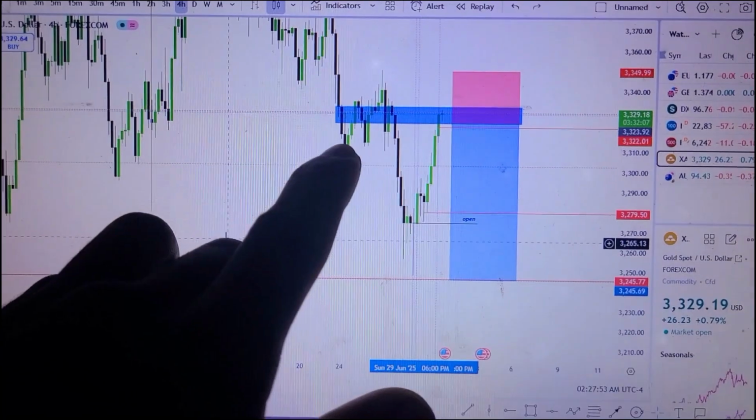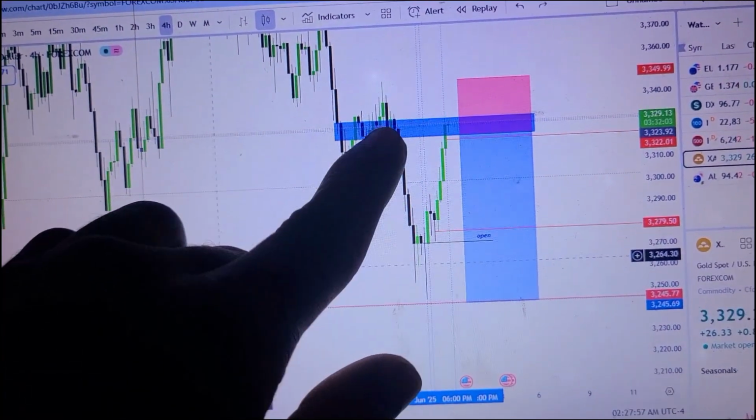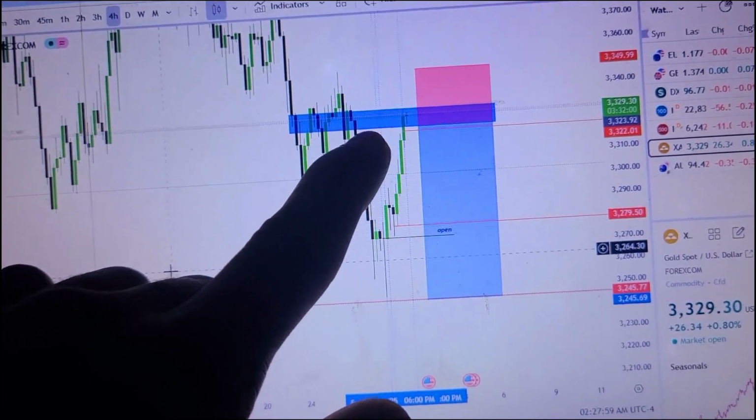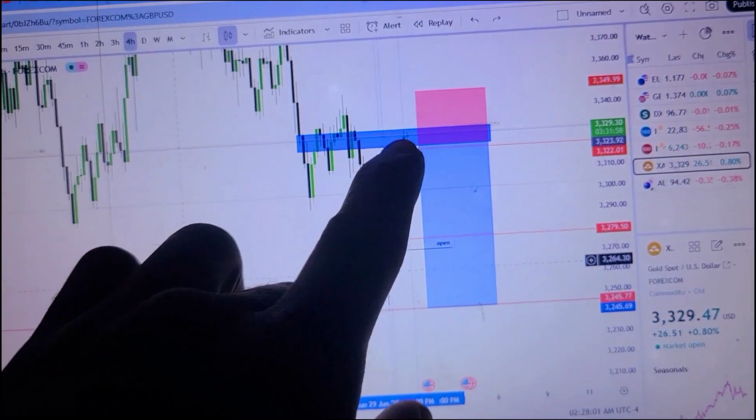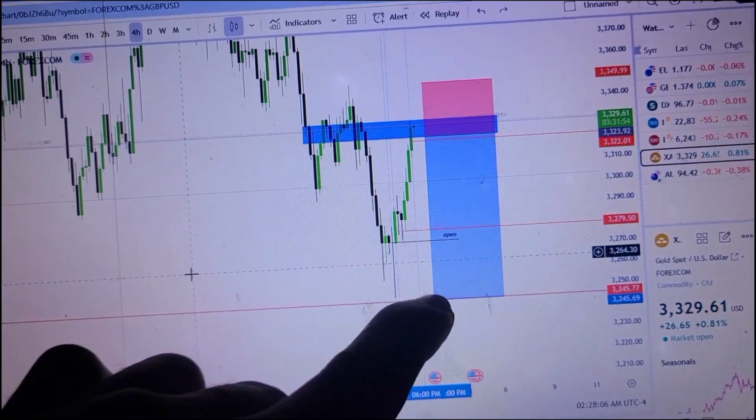I want to see price hit my point of interest and I can take the trade to the downside. So let me just show you guys my chart. Here is my chart on gold. This is the 4-hour time frame. This rectangle box right here is a daily bearish order block. I want to see price get into it, give me a confirmation entry, then I can take the trade to the downside to take out this sell side liquidity right here.